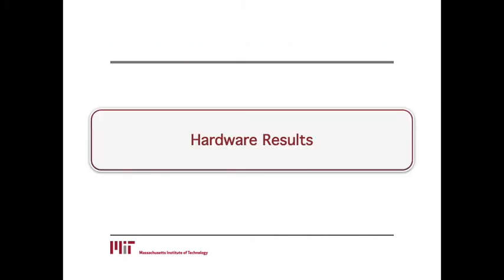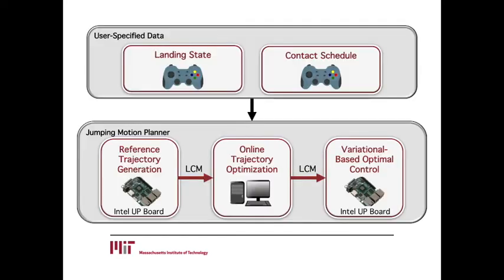We demonstrate the viability of our jumping controller via demonstration on the MIT Mini Cheetah Quadruped. As was mentioned before, the information on the desired landing location of the robot and the contact schedule of the robot are currently specified by the user, but ongoing work delegates this task to an autonomous higher-level planner. The simple reference trajectory calculations are done on the Mini Cheetah's onboard low-power computer. However, since the upboard is not suitable for solving nonlinear optimizations in real time, the optimization parameters are sent to a desktop computer via LCM.